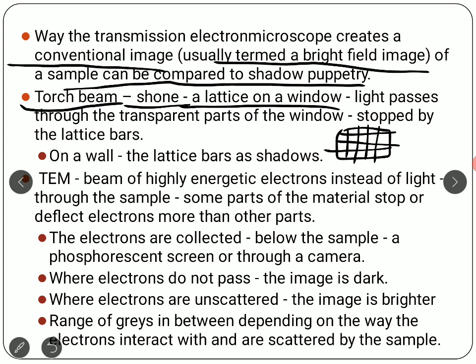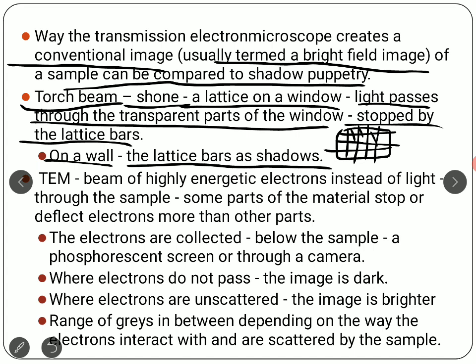Light will pass through the transparent parts of the window, and not through the region where the lattice is put, where it will be stopped by the lattice bar. So what are you going to observe on the wall? You are going to observe the lattice bars as shadows, where you can see there are three rows of lattice bars and 4 columns of lattice bars. This can be observed on the screen.